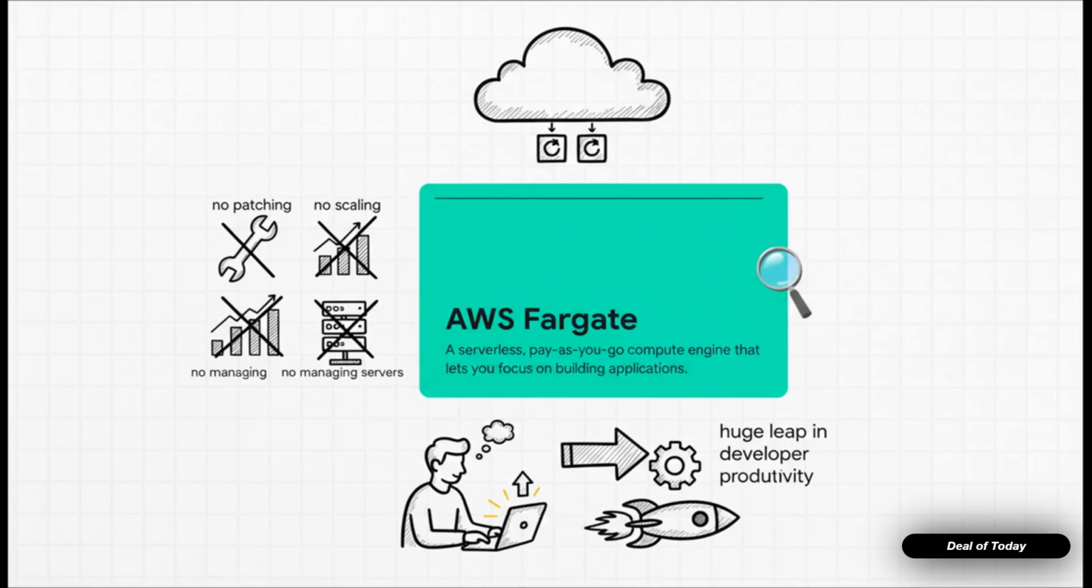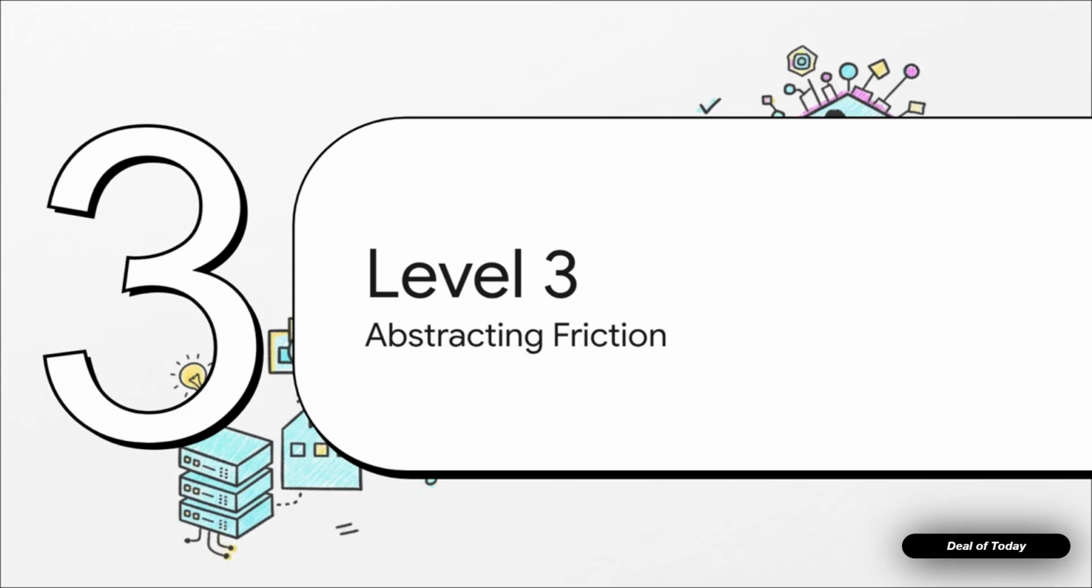You just get to focus on your app. This is a massive, massive productivity boost for developers. It just erases so much operational work. So we've dealt with the hardware, we've dealt with the infrastructure, but what about the day-to-day grind of actually being a developer? The next layer of abstraction isn't about servers or clusters at all. It's about getting rid of all that nagging friction that slows down the real work of building software.